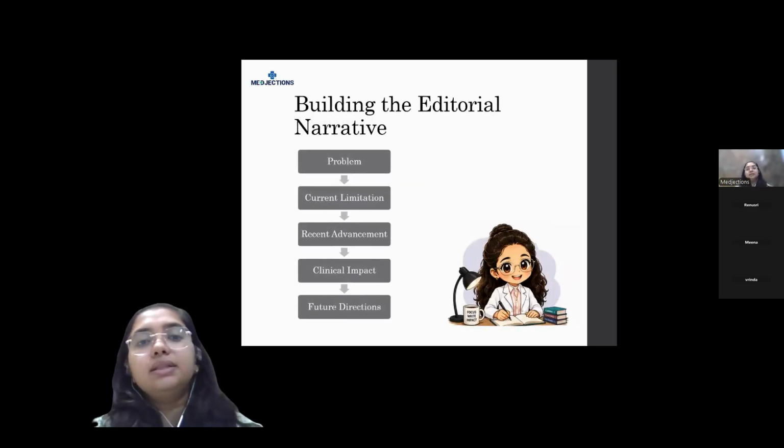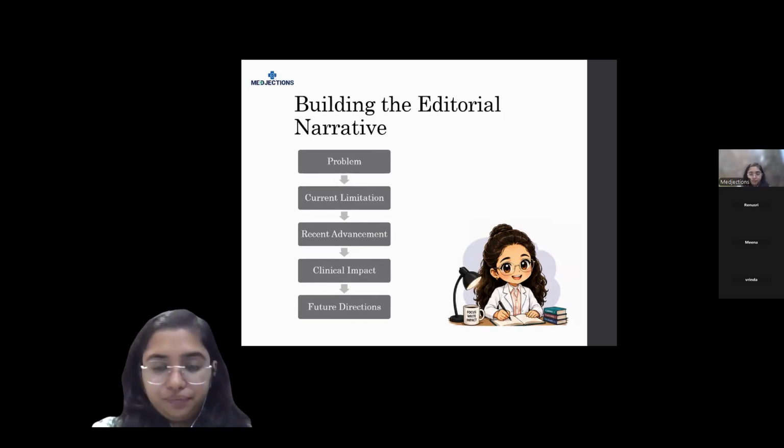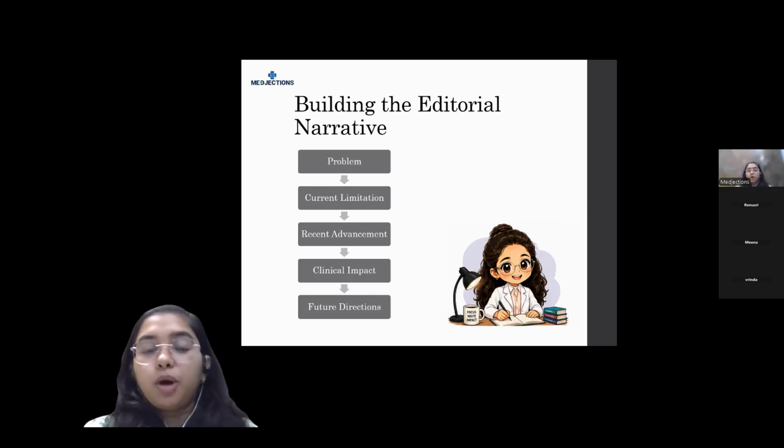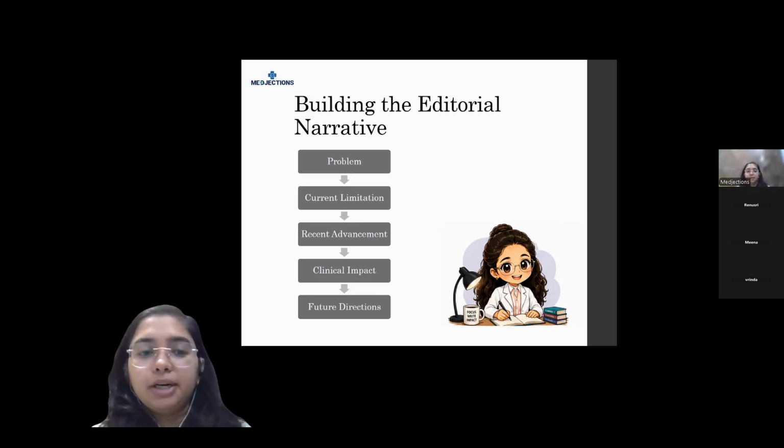Now, this is the way we decide the editorial narrative. When you get your papers, you take the references. How do you decide what you have to read and why you have to read? The first thing is the problem. We know cancer is already on the rise. Now, what is the current limitation? Side effects of the drug, maybe not proper penetration of the drug, or over penetration of the drug, whatever the problems are. So we would read about the current limitation.